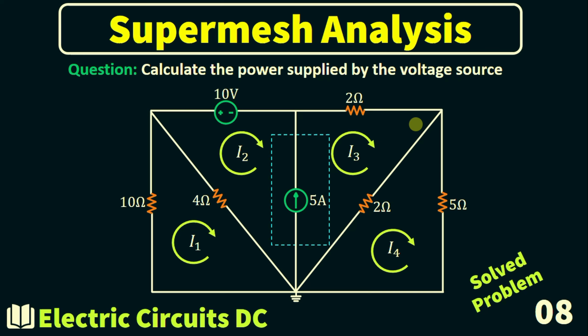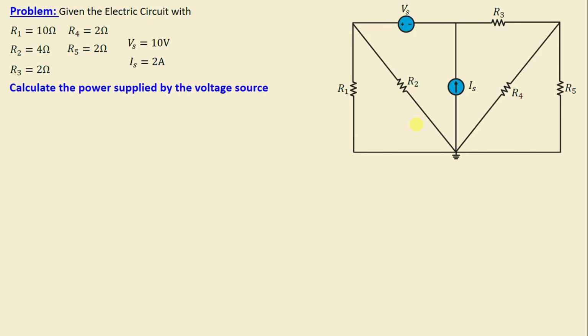Solve the problem number 8. Let's consider this network consisting of 5 resistors labeled R1 through R5 as well as voltage source Vs and current source Is. The question is to calculate the power supplied by the voltage source. Let's move on to the solution.